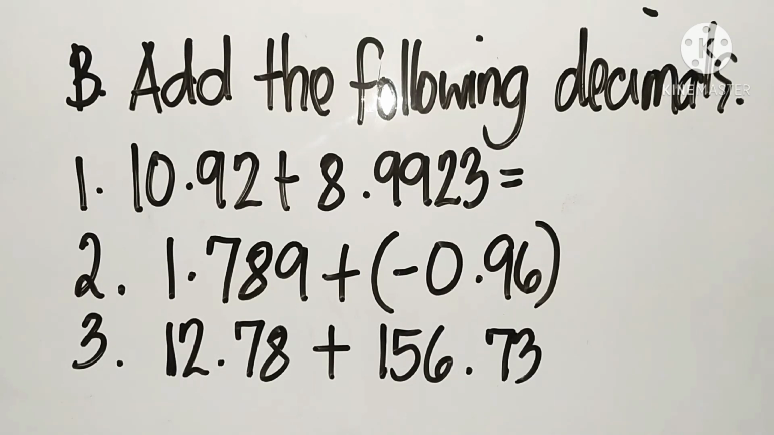Add the following decimals. Number 1, 10 and 92 hundredths plus 8 and 9,923 10,000ths. Number 2, 1 and 789 thousandths plus negative 96 hundredths. Number 3, 12 and 78 hundredths plus 156 and 73 hundredths. Kagaya ng nauna, pwede nyo i-stop yung video for 5 to 10 minutes while you are answering and then ikatuloy nyo na lang kapag tapos na kayo.